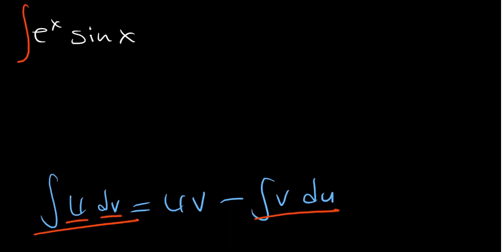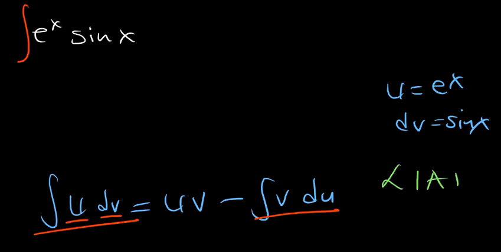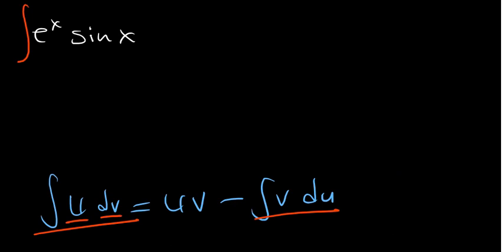In this case we'll let our u be equal to e to the power x, and let our dv be equal to sine of x. Of course I've introduced you to the letters ALIATE, which helps you assign u, but this is one of the exceptions where you can assign u to e to the power x, despite it being the last one in most cases. So our u is e to the power x, and dv is sine of x.